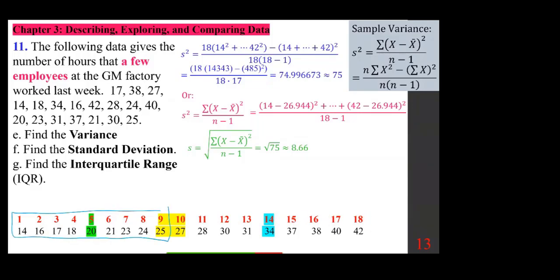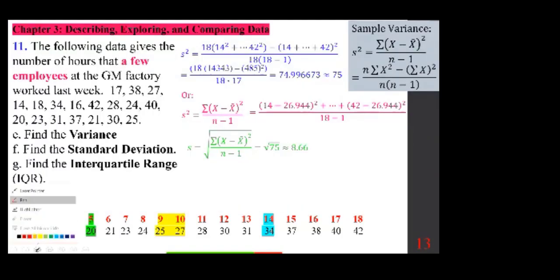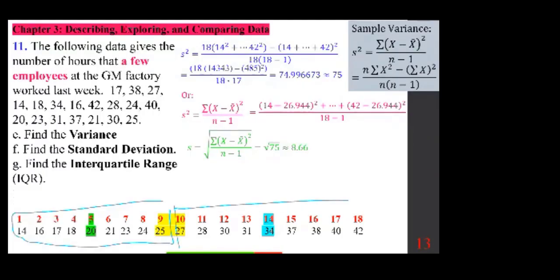To find Q sub 1 and Q sub 3, there are different methodologies. One easy way is to look at the bottom half and look at the top half. The median of the bottom half is Q1. The median of the top half is Q sub 3. This is the fastest and easiest. Now, if it happened to be an odd number, then as I mentioned, we're going to cut this into two, and the median of each is Q1 and Q3.